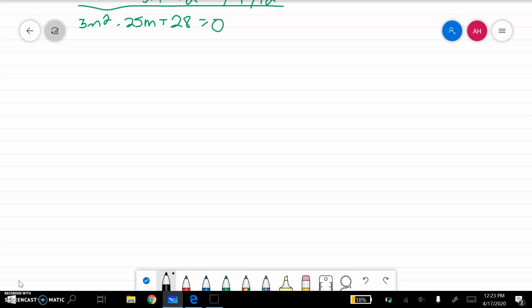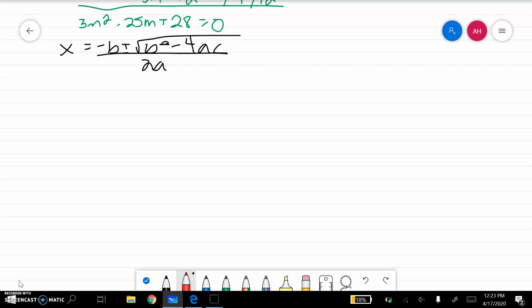Okay, so remember that the quadratic formula is x equals negative b plus or minus the square root of b squared minus 4ac all over 2a. Sorry, this is messy. So a is the number in front of m squared. So this is a. B is in front of m, and c is the number by itself. So we're going to substitute those in.